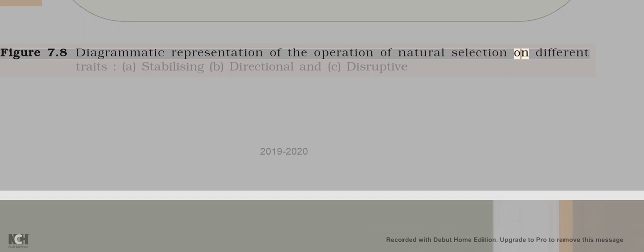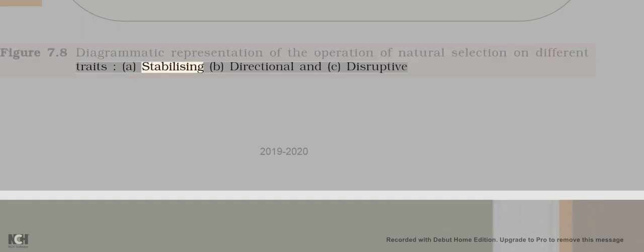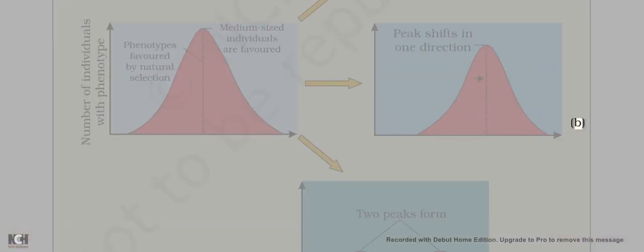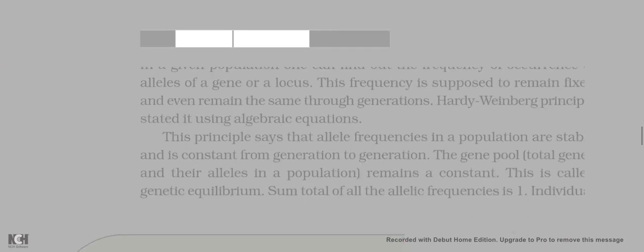Figure 7.8 Diagrammatic representation of the operation of natural selection on different traits, A. Stabilizing, B. Directional and, C. Disruptive. 7.7 Hardy-Weinberg principle.